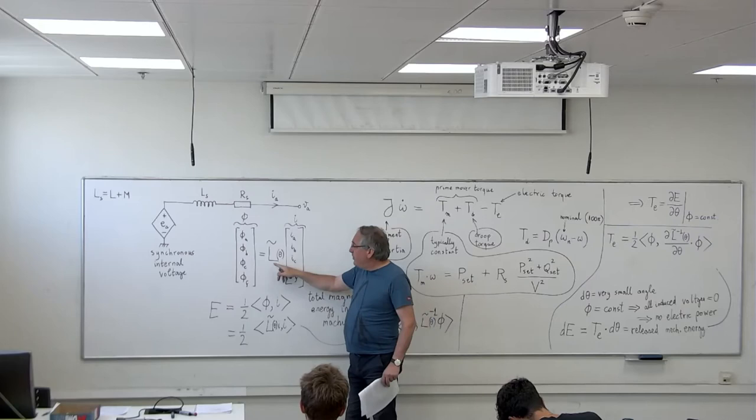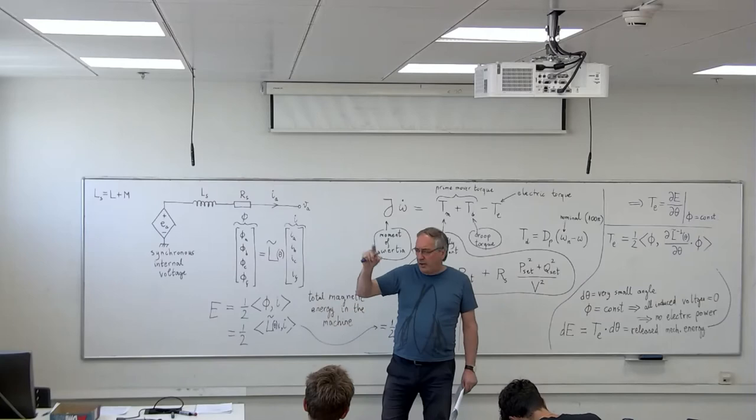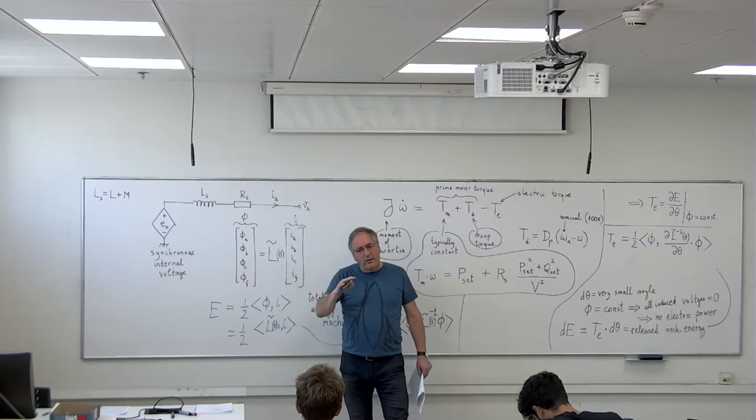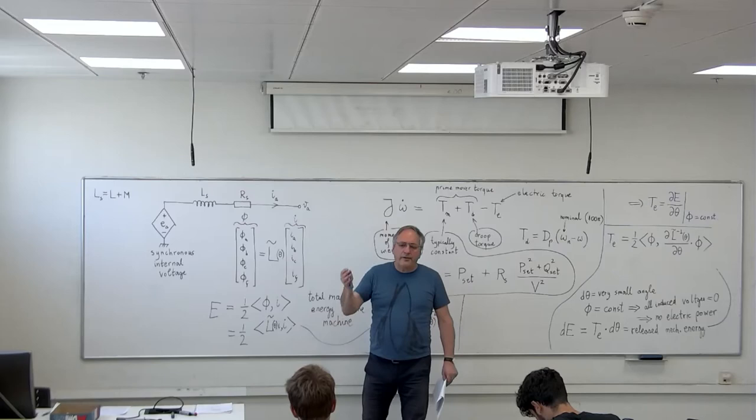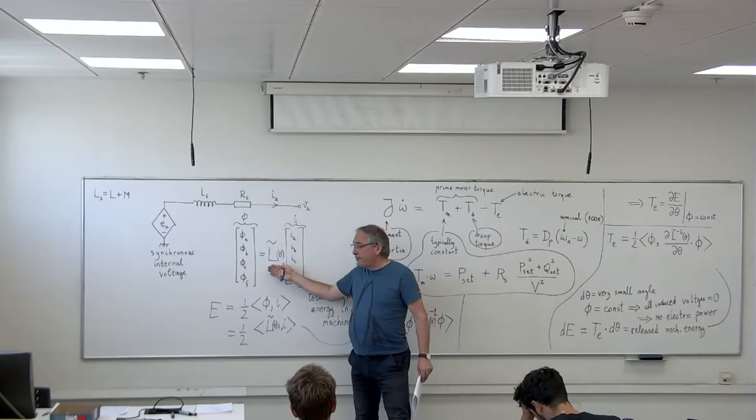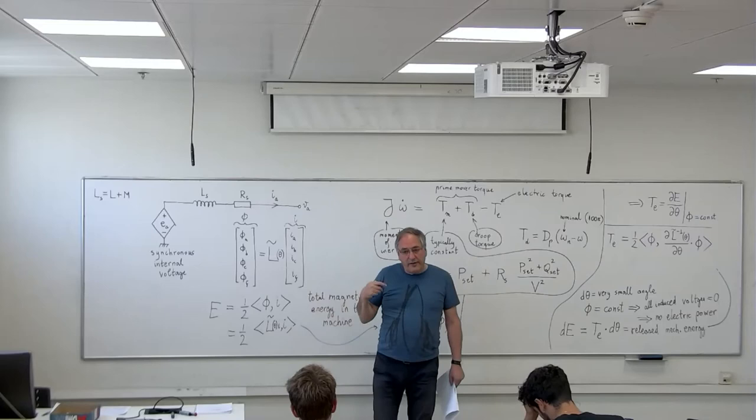And L of theta, if you remember from last time, is an expression in which you have cosine of theta, and then cosine of theta minus 2 pi over 3, and cosine of theta plus 2 pi over 3. It's a relatively simple expression. It's easy to differentiate it. But now we have to take the inverse of that matrix and differentiate. Now that makes it look very complicated.